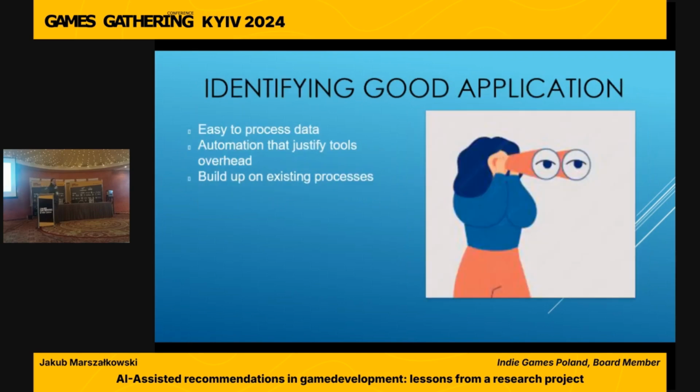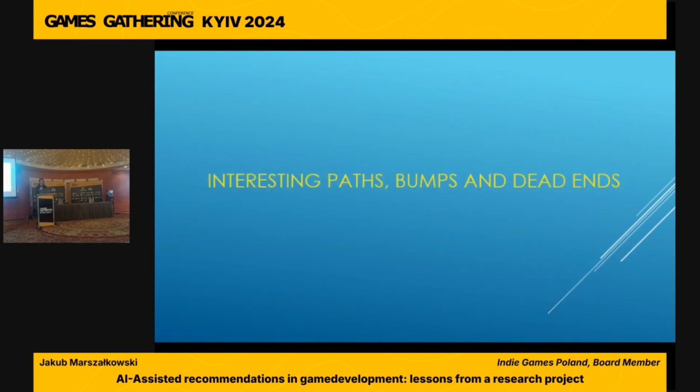So if you'd like to try something like this yourself, identifying a good application is the first step you should take. You need easy to process data. You need to see what automation will cost you and what will be the benefits of it, and preferably build on existing processes. The process of tagging that we were trying to include was too new and too hard to explain, so this was bringing some limitations. Yeah, research projects: there are paths, there are bumps, there are dead ends.